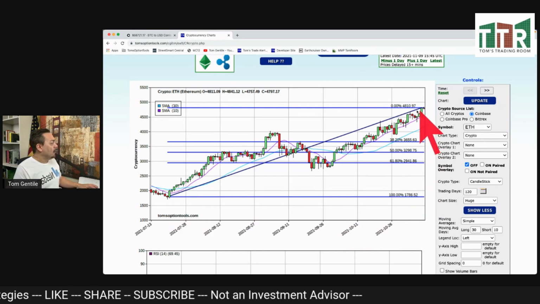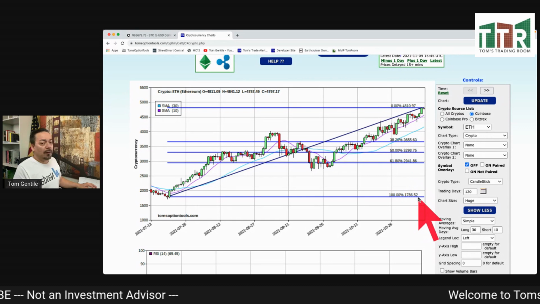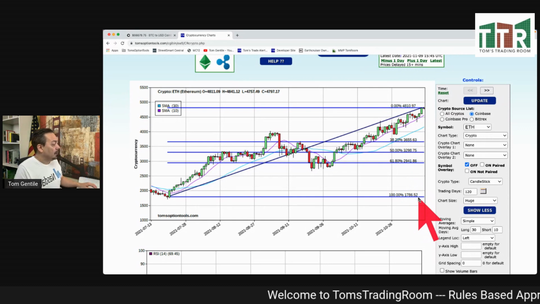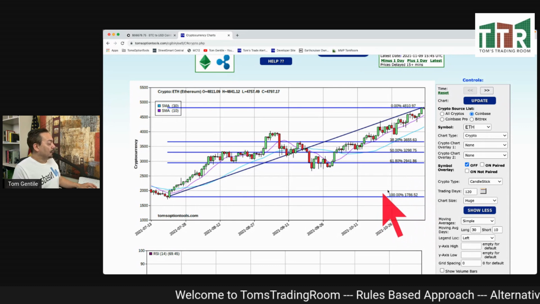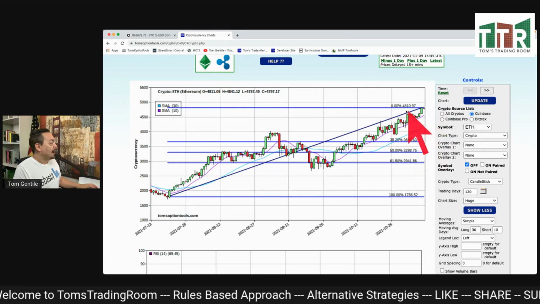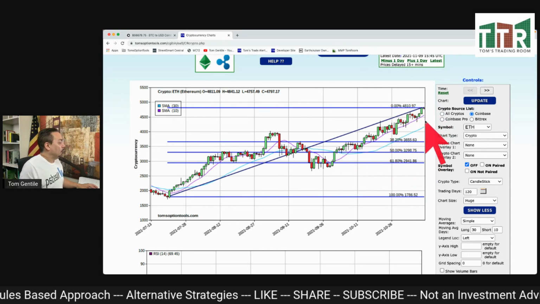But look at where we are now. We're just bouncing around $4,800 right now. So this has seen more than a double just in the last few months. In fact, in the last 6 weeks, we've seen it go from around 3,000 up to near 5,000. I mean, 4,800. That's a big move that just happened in the last 6 weeks.